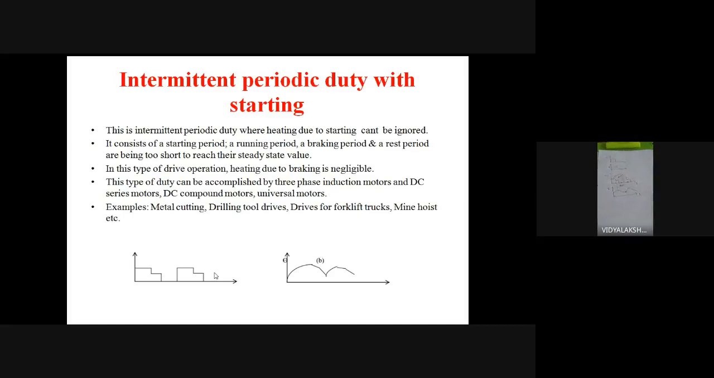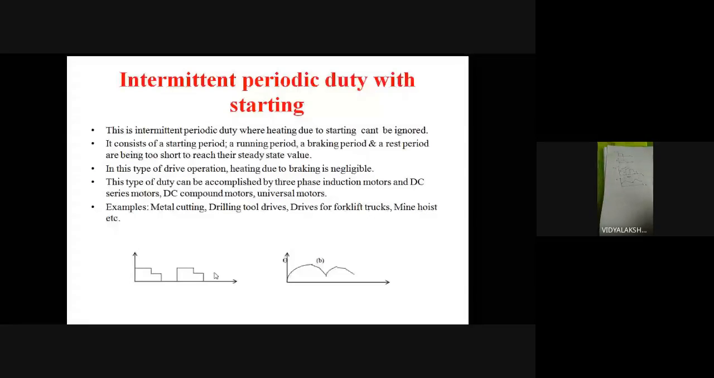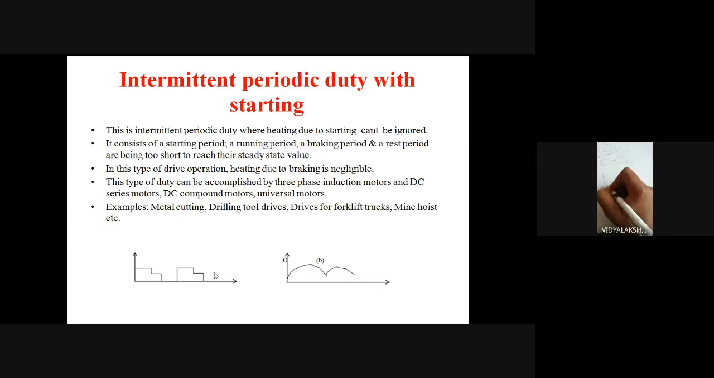Next one. The next one is intermittent periodic duty with starting and braking. Again, pin my name. I have drawn the curve, and then you can easily understand what is meant by intermittent periodic duty with starting and braking. Please see another graph. This is the 5th type of motor duty. Again, I am going to draw the graph. Here, the name itself gives the meaning: intermittent periodic duty with starting and braking.